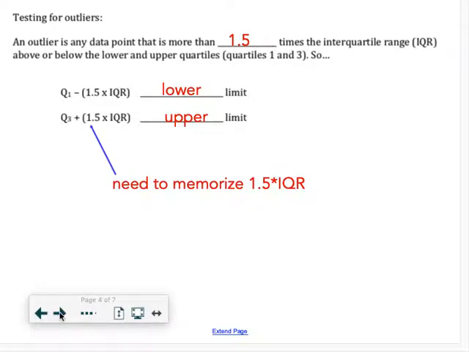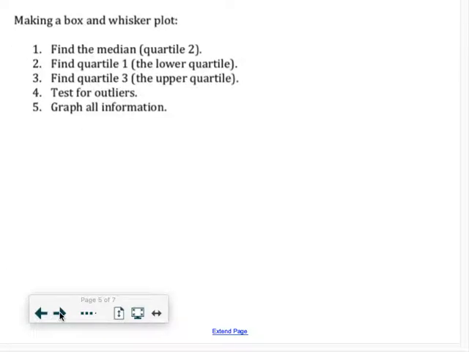So to make a box and whisker plot, you have your 5 steps, okay? So find the median, okay? Median is the middle number. Number 2 says find quartile 1, or the lower quartile. That is the median of the bottom half.